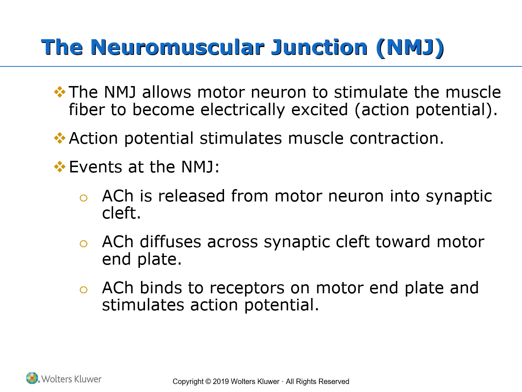Again, to summarize the neuromuscular junction, that will allow the motor neuron to stimulate the muscle, becoming excited by an electric impulse. As a result of that, we'll see a muscle contraction. In order for that to happen, we need to have acetylcholine released from the motor neuron into the synaptic cleft. Acetylcholine will diffuse across the synaptic cleft toward the motor end plate and will bind to the motor end plate, stimulating the sarcoplasm and generating an action potential at the level of the muscle cell.